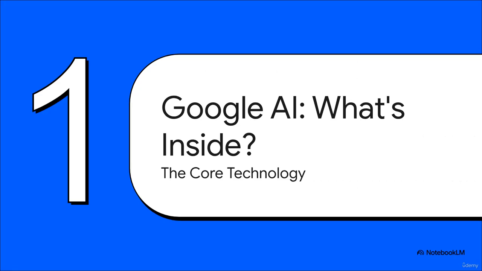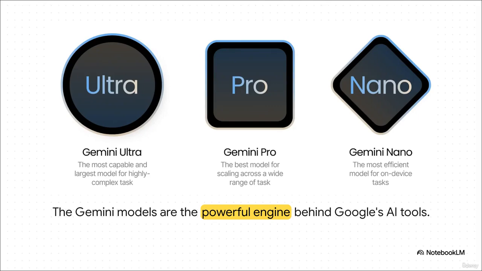Okay, first things first. Before we can even talk about the plans, we've got to pop the hood and see what's actually running this whole show. What's the core tech behind it all? And that engine, it's called Gemini. The best way to think about these models, you've got Ultra, Pro, and Nano, is that they're the brains of the operation. Each one is built for different kinds of tasks, from simple stuff on your phone all the way up to the most complex, demanding challenges you can throw at it.